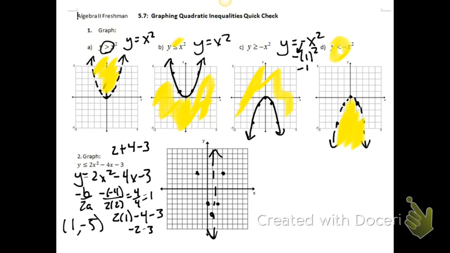Using symmetry, that point should be a solid parabola. Oops, I kind of missed that point there. Not the best one. Let's try that again.